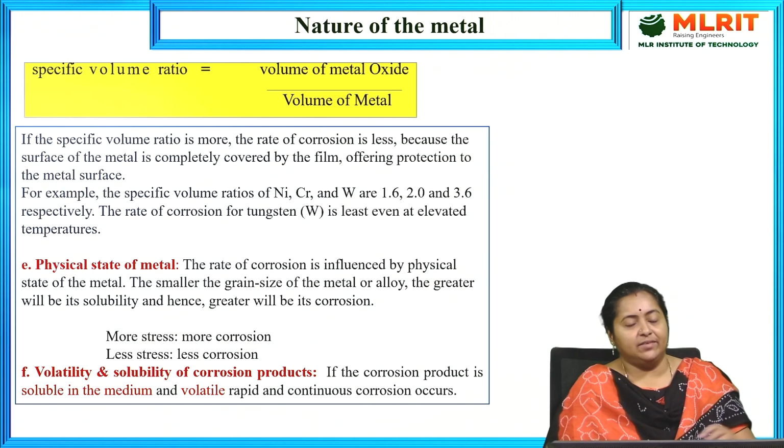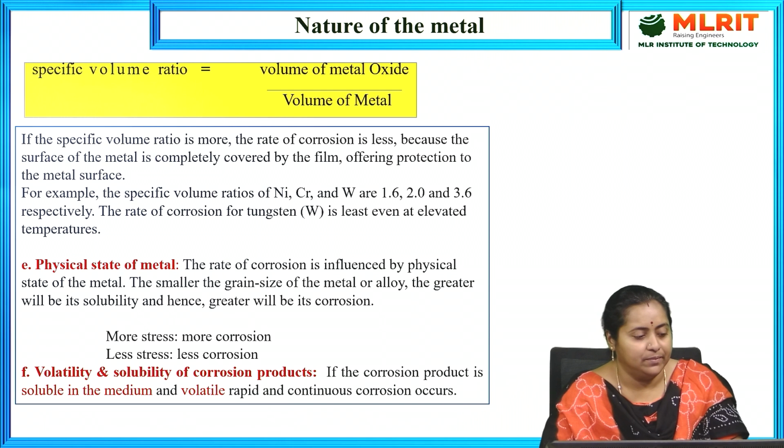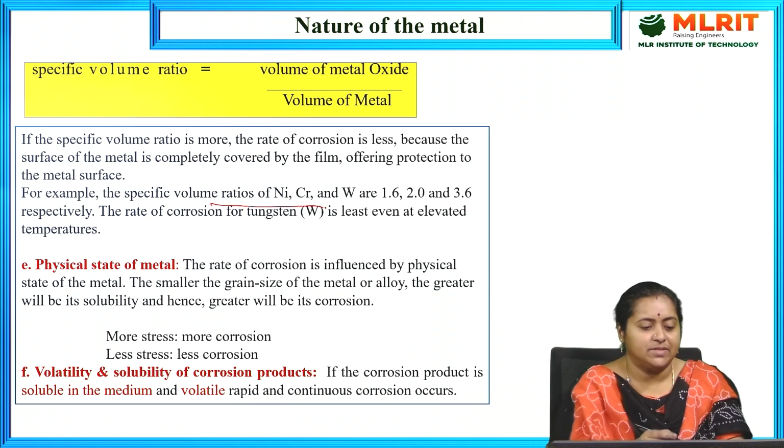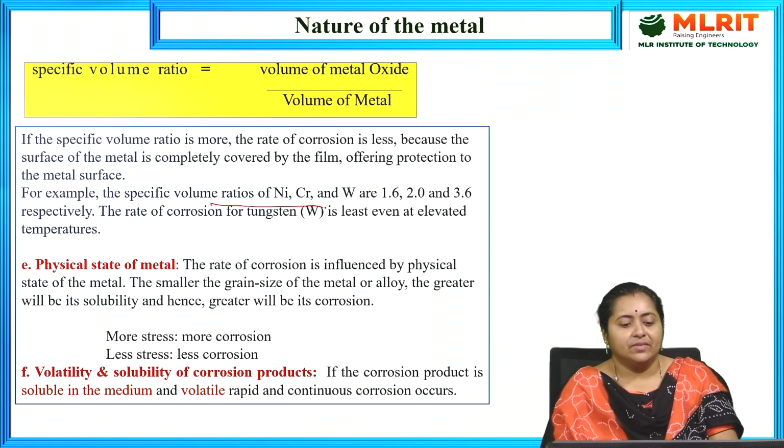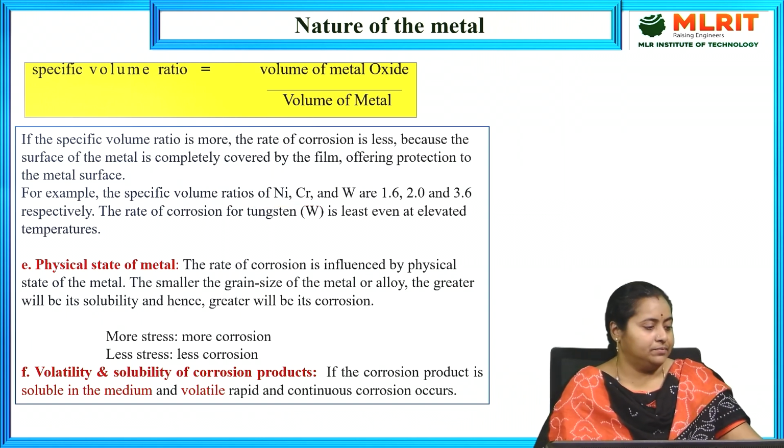If it is greater than 1, then it will act like a protective film. If the ratio value is less than 1, then the surface film produced will act like a non-protective film. For example, if you notice the specific volume ratios of tungsten, chromium and nickel, like 3.6, 2 and 1.6 respectively, which is having more value? Tungsten. It is having 3.6. So, corrosion reaction will be less in the case of tungsten when compared to nickel and chromium.